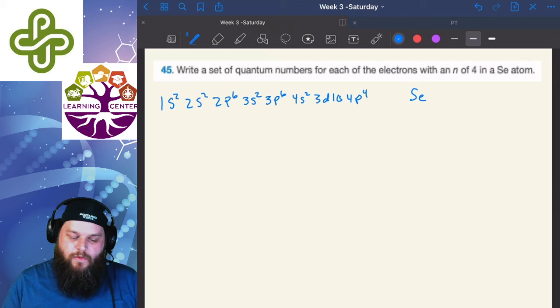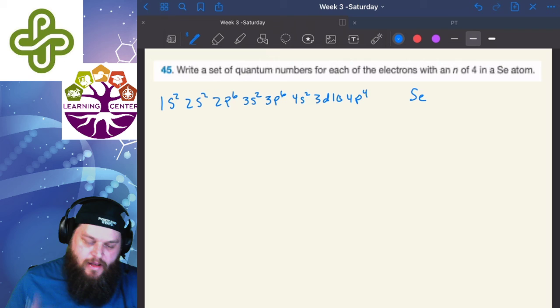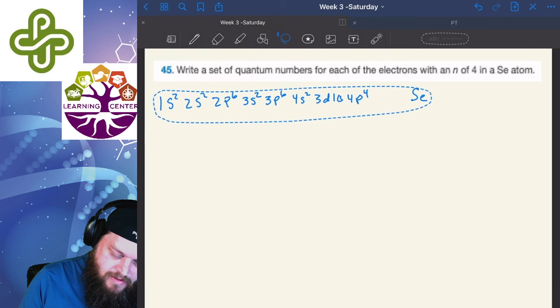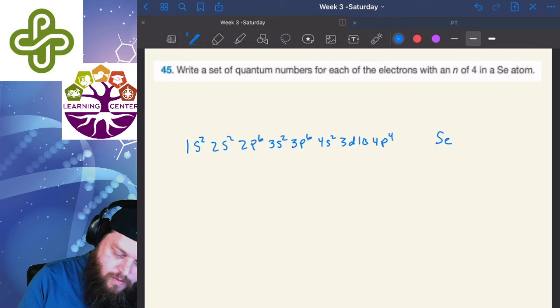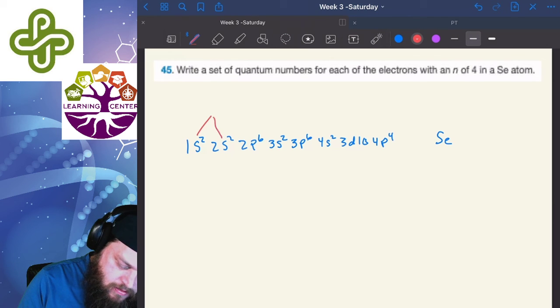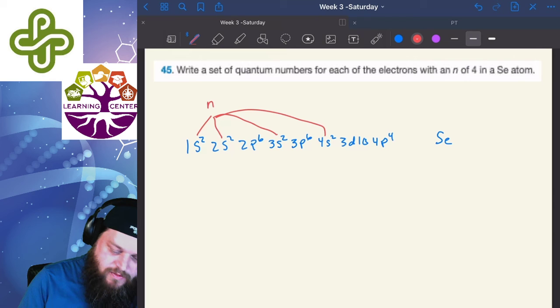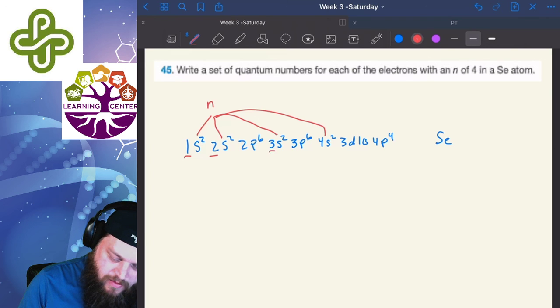We want to define what the quantum numbers are for this, right? And if we look at this configuration, we can see the s orbitals. I'm going to draw those in red. Those 3, 4, there we go, another one. Those are all n numbers. n equals 1, n equals 2, n equals 3, n equals 4.